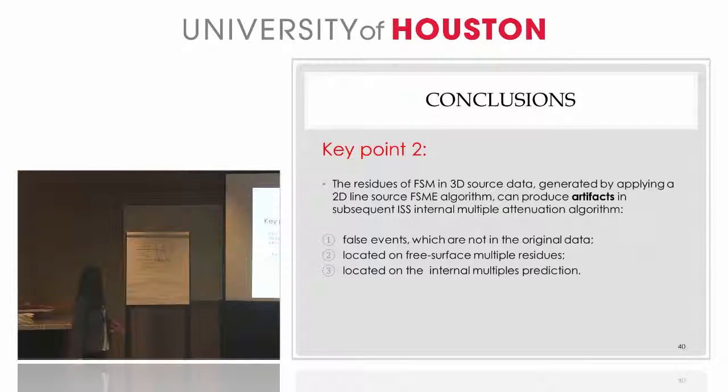The second key point is that the residues of the free surface multiples in your data, generated by applying the mismatched source dimension in the free surface prediction, can produce artifacts in the subsequent SS internal multiple attenuation algorithm, which are false events not existing in your original data, events located on the free surface residuals, and also events located on the internal multiple prediction. So this study is part of the broad strategy of meeting the prerequisites. And the results here tell us that any prerequisite step that is not provided will lead to harmful consequences in the subsequent processing.